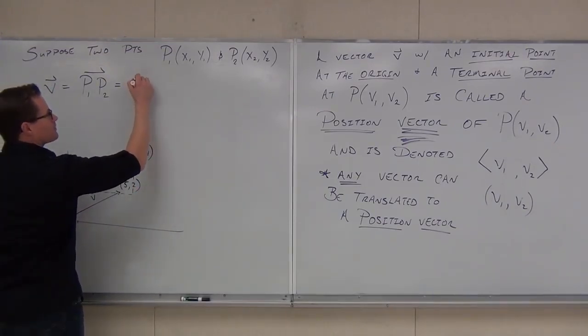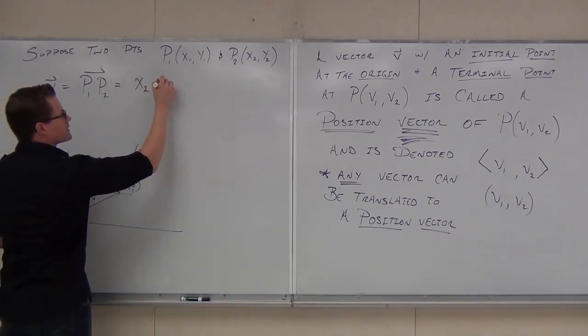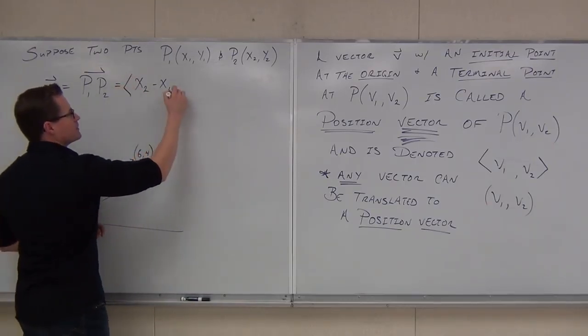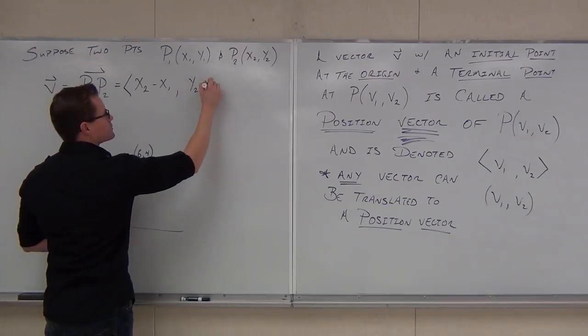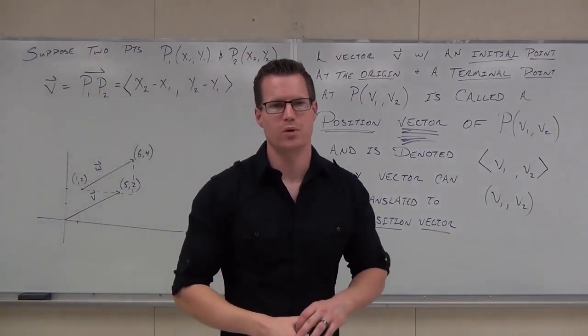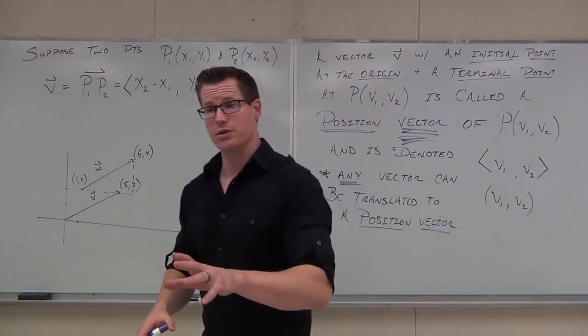So we're going to take our x2 minus x1. It's got to be in order. Please do that. And our y2 minus y1. How do you find a position vector every time between 2 points? It's really easy. You just subtract them, do it in order, and you're good to go.